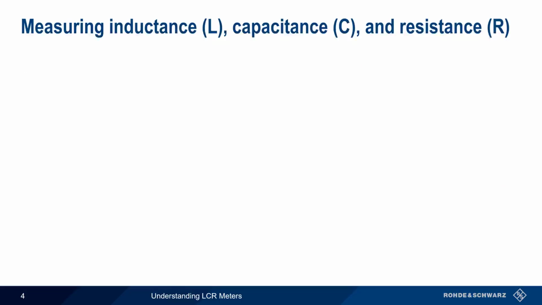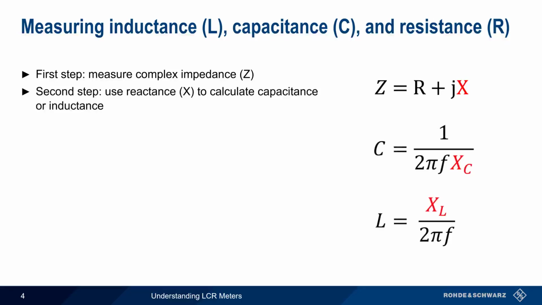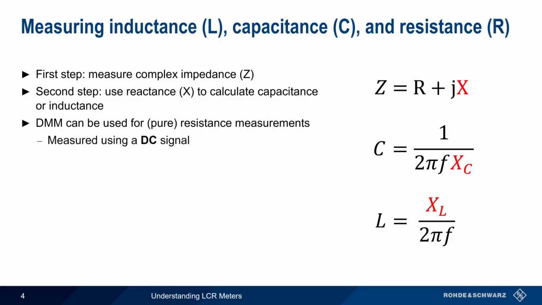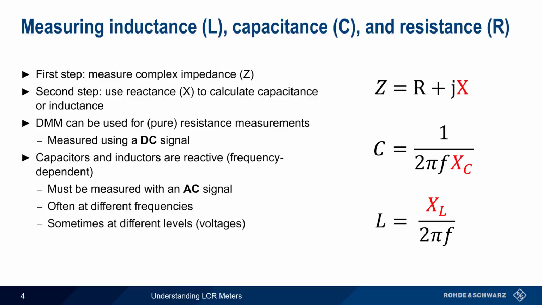Determining the values of inductance, capacitance, and resistance therefore involves two steps. First, we determine the complex impedance, either in Cartesian or in polar form. The next step is to convert the reactive part of this complex impedance into capacitance or inductance, again using some simple formulas. A pure resistance, that is, one with no complex or reactive part, can be measured with a basic digital multimeter using a DC signal. The impedance of a capacitor or inductor, on the other hand, is frequency dependent, and therefore must be measured using an AC signal, often at different frequencies, and sometimes at different levels or voltages as well.